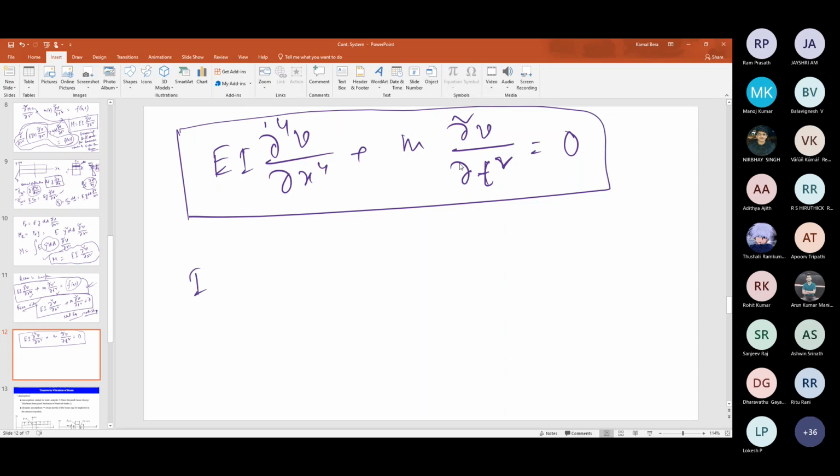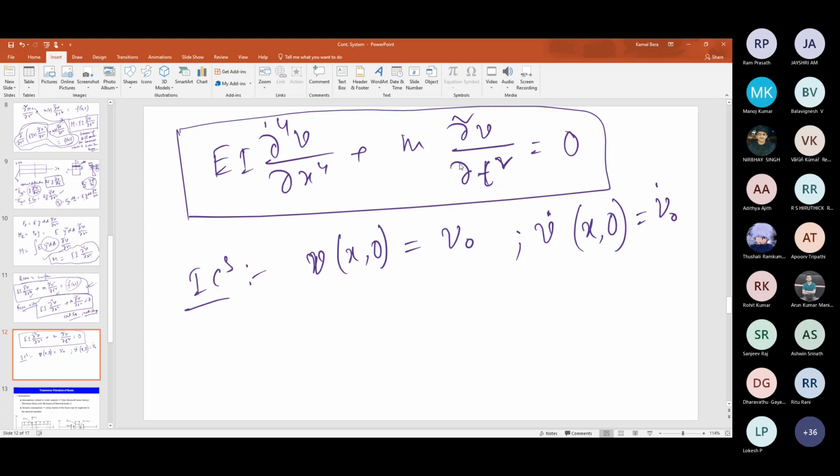So we have used the initial conditions at time t equal to 0. Here it will be v at time t equal to 0 is equal to some v naught, and v dot at time t equal to 0 is v dot naught, right? So here are the two initial conditions. Now, since it is spatially dependent, it must have some boundary conditions, because it is an initial boundary value problem, not just an initial value problem. How many boundary conditions should be required?